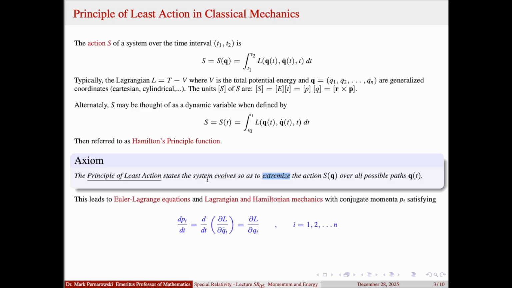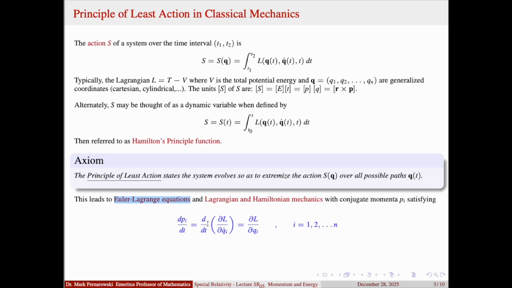If I'm trying to take the action and I want to find a trajectory Q that minimizes S, what is that Q that minimizes that S? And it turns out that Q has to satisfy a set of differential equations, which are referred to as the Euler-Lagrange equations. We're not going to derive that here.